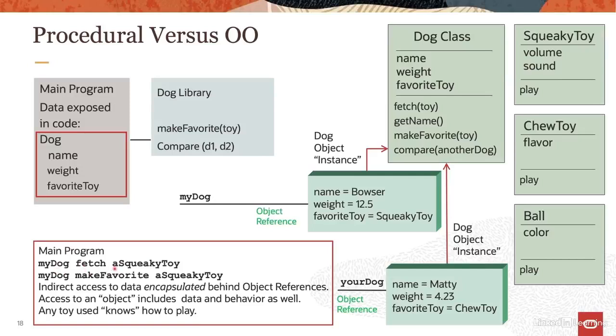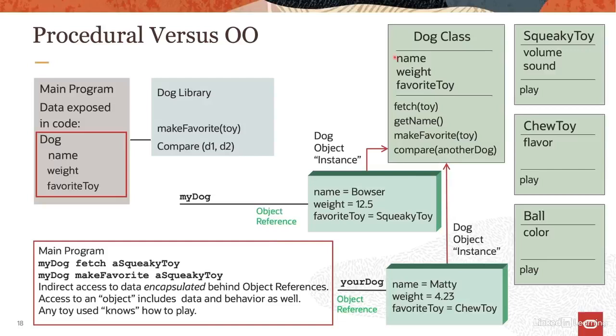How does this work? Well, the behavior of the object, fetch, get name, make favorite, and compare, if you will, the procedures and functions, are stored along with or defined along with the name, weight, and favorite toy, the structure itself. We combine the data structure, name, weight, and favorite toy, and the behaviors into a single structure that we call a class. So a class acts as a template that defines both the behavior and the data structure for that object.